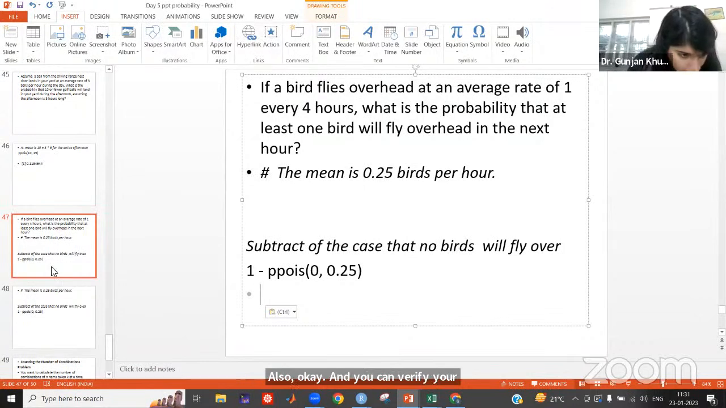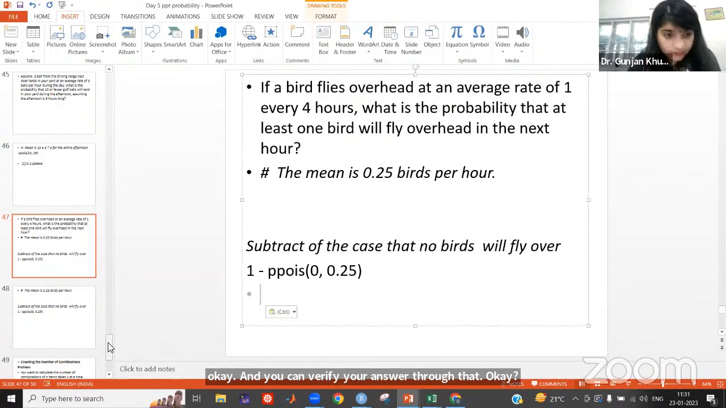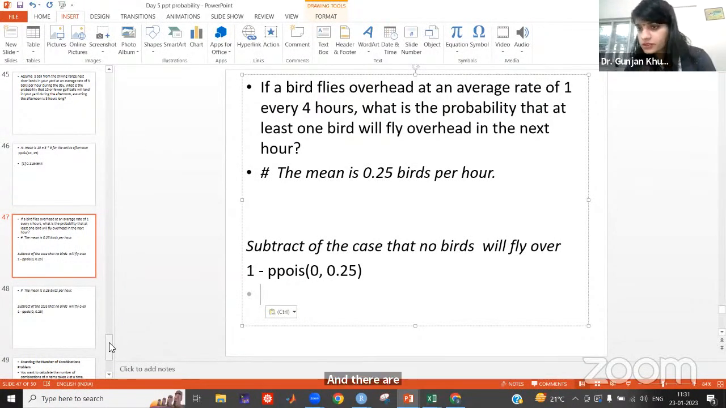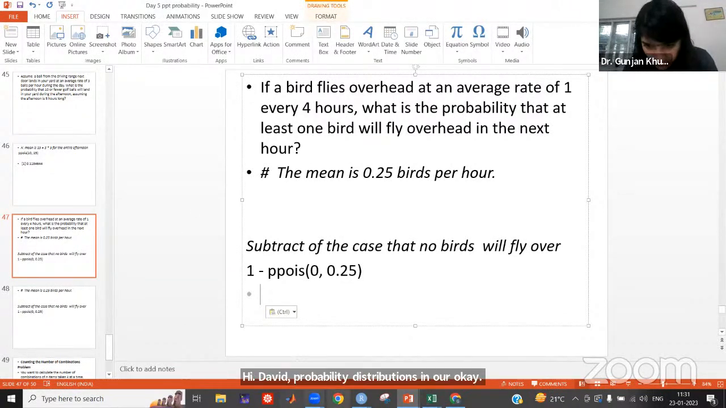And there are certain more questions also in the PPT which you will do, and you will feel more handy with probability distributions in R. Okay, thank you. I'll stop sharing my screen now.